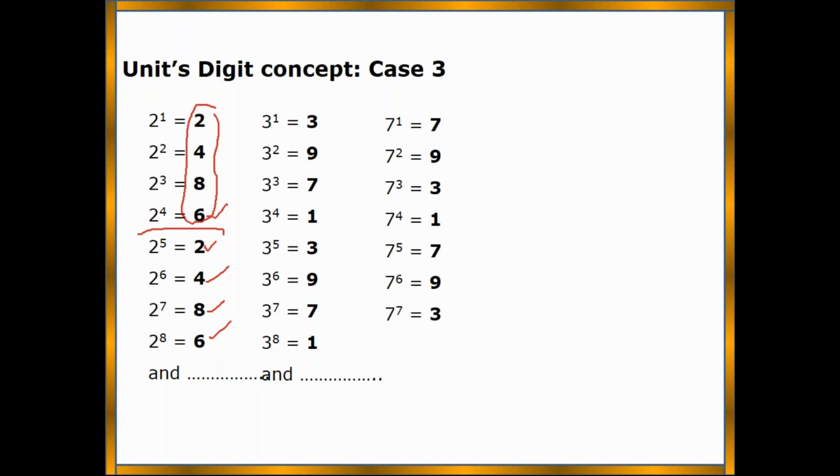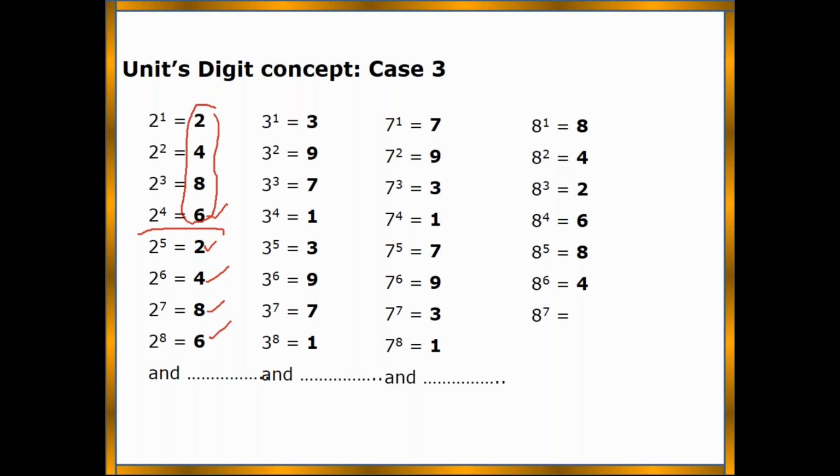7931. The values are repeated. 8 power 1 is 8, 8 square is 64, 4. 8 power 3 is 512, means 2. 8 power 4: if you don't know, 8 power 3 into 8, that is 2 into 8, 16. 8426, 8426 like that.